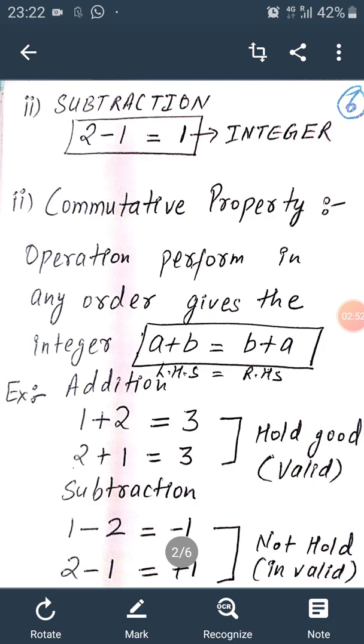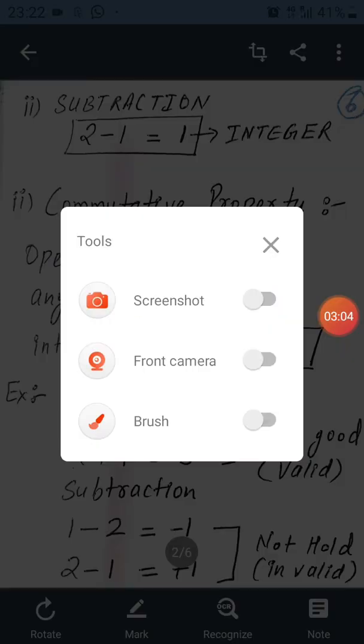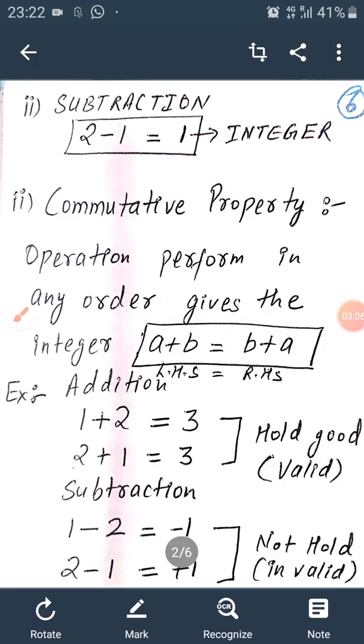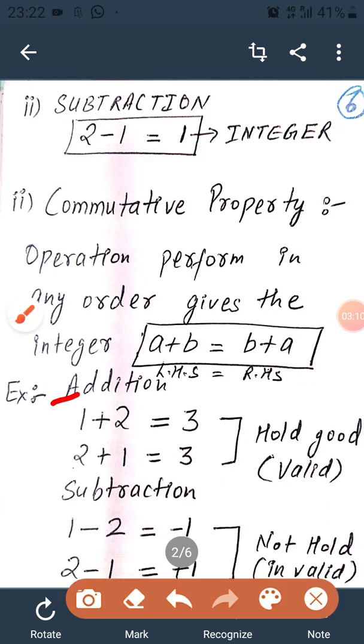Now see what is the mathematical term for the commutative property. It is written here in the box: a plus b is equal to b plus a. Let us see for addition.